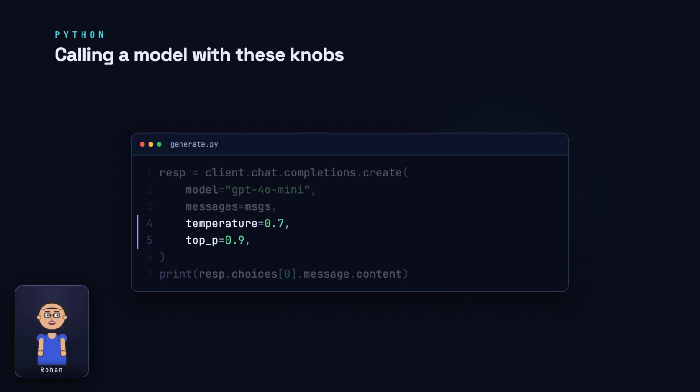In practice, you rarely code softmax yourself. You pass these knobs to the API. Temperature 0.7 gives balanced variety. Top P 0.9 trims the worst tail. A common convention: set one and leave the other at its default rather than fighting both at once. Same mechanism we drew, just exposed as parameters.